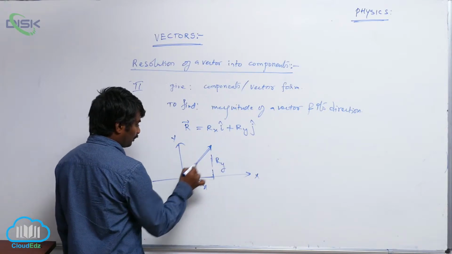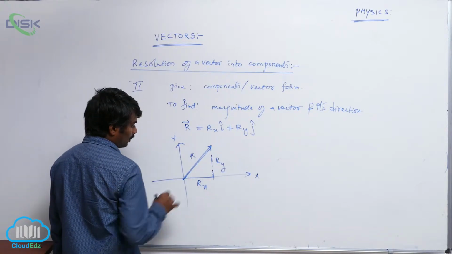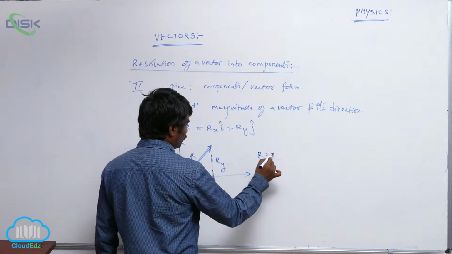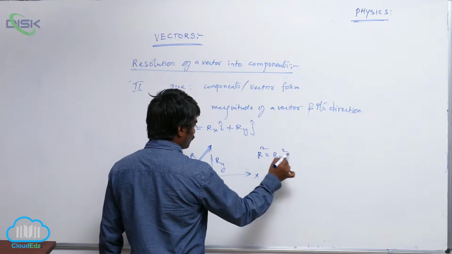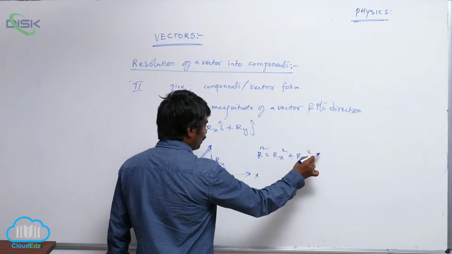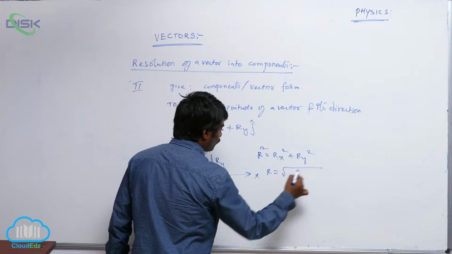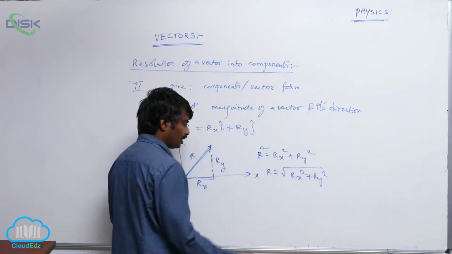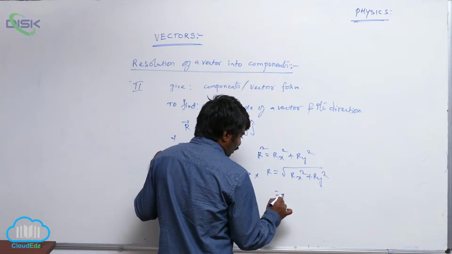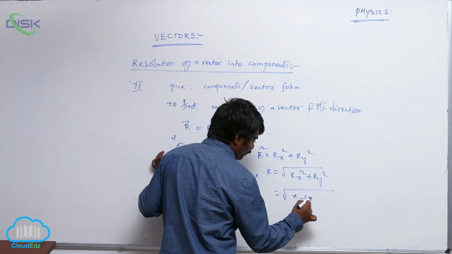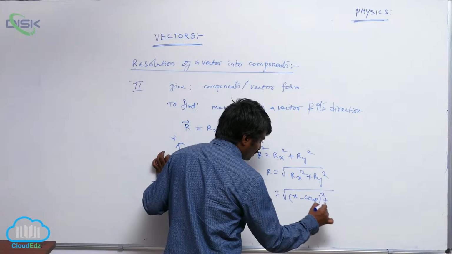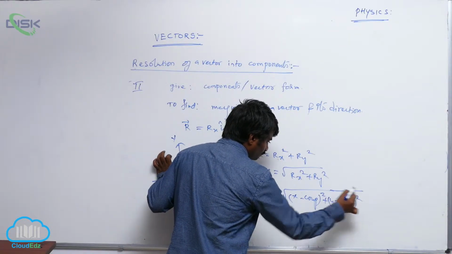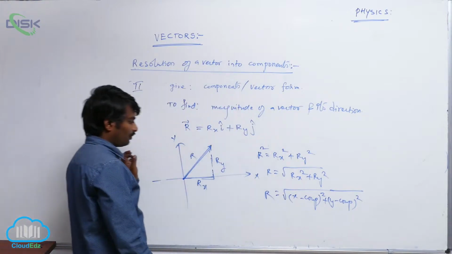Now we have to calculate the magnitude of r bar, that is equal to r. From this right angle triangle, what you can write? r square is equal to rx square plus ry square. So r is equal to under root of rx square plus ry square, that is under root of x component square plus y component square. This is the magnitude of a vector.